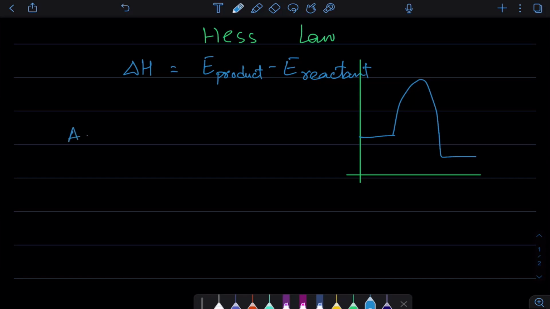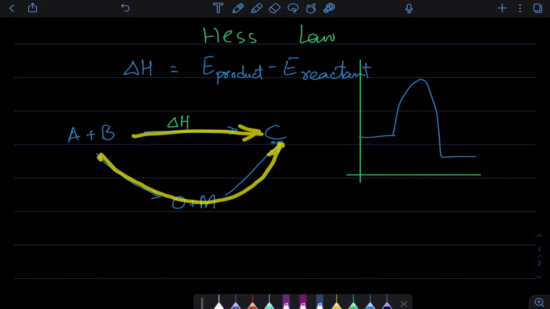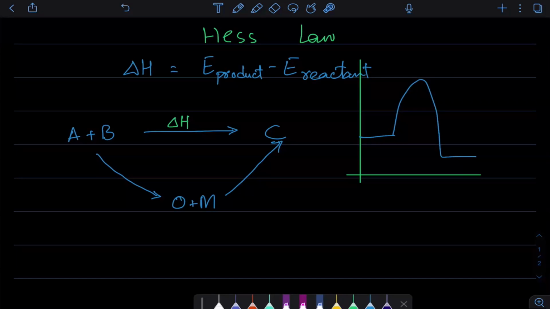So अगर A plus B makes C, so एक तो तरीका ये कि ये डायरेक्टली ये बना लें और इसकी कोई डेल्टा H होगी, but the Hess law says कि ये डेल्टा H है ना, ठीक है, कोई मसला नहीं. बट इमेजिन अगर ये B पहले इससे बनता O plus M और फिर O plus M से C बनता. If that was the case, if I had this situation where they did not make C directly but they made it through O and M through an indirect path, the overall energy will still be the same because no energy is wasted. And that's law of conservation of energy.